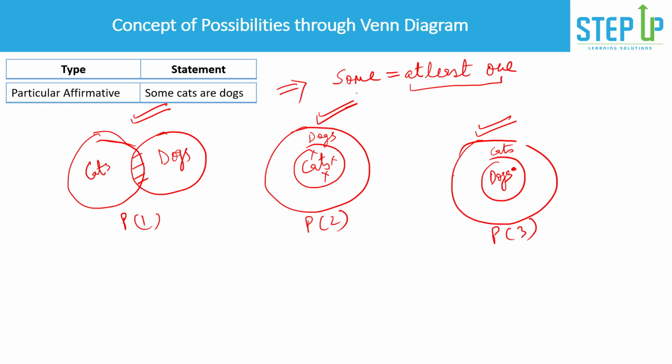So we have discussed three possibilities. Do you think there are any more possibilities? Think about it. How about this case? It says at least one cat is a dog. So this is the extreme case of this, right? And this is also a correct possibility. See, we are discussing possibilities. So all these are possible cases because all these diagrams really satisfy this condition. So that means for the particular affirmative statement, there are 4 types of diagrams.